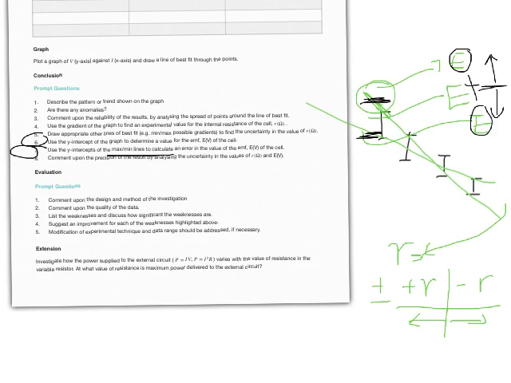Comment on the precision of the result by analysing the uncertainty in the values. Obviously, the smaller these uncertainty values are, okay, the more reliable your results. So if you've got a value which is maybe 2%, 4%, if you go up to 10%, then we're talking about a less reliable result.